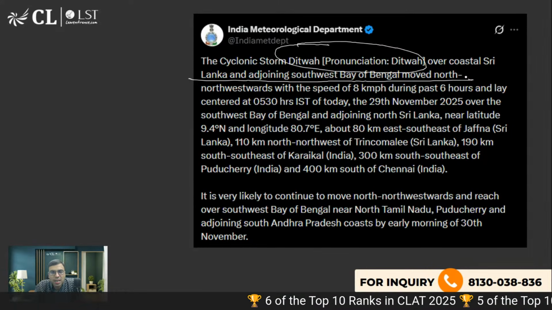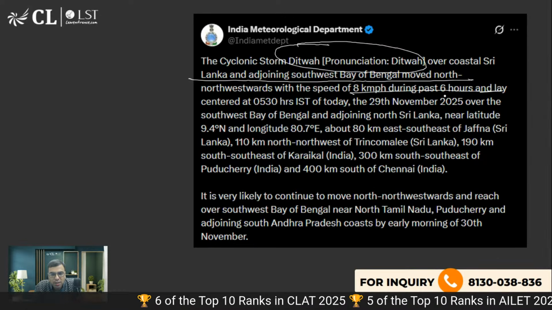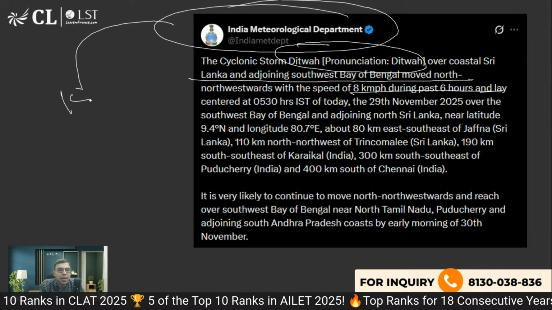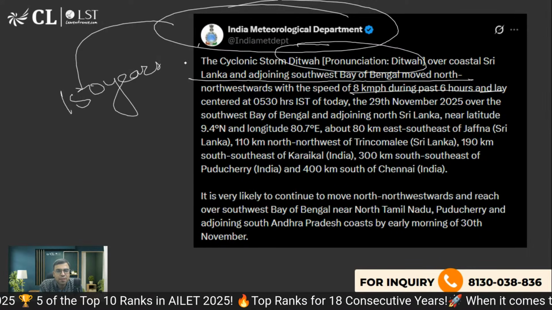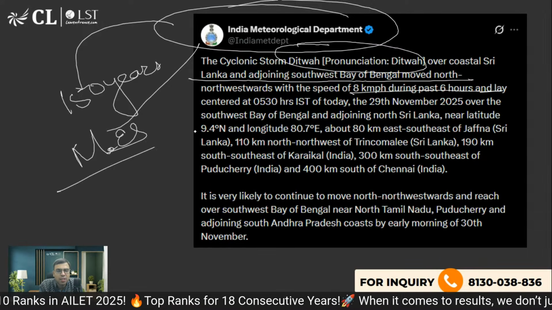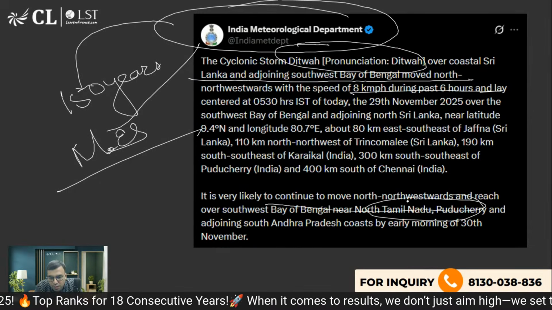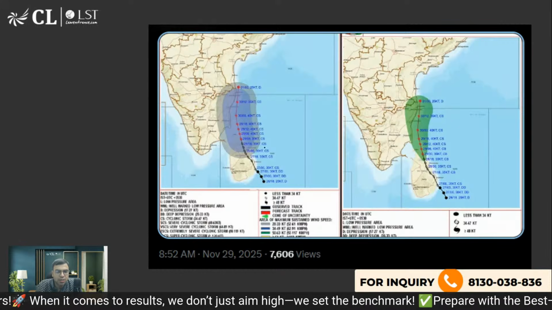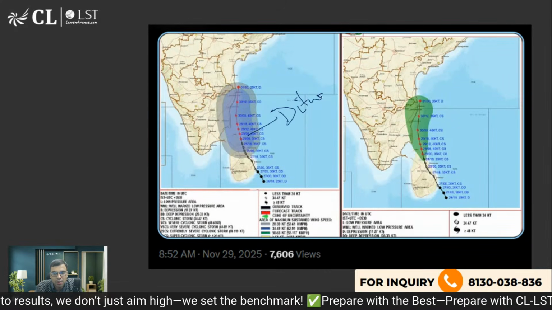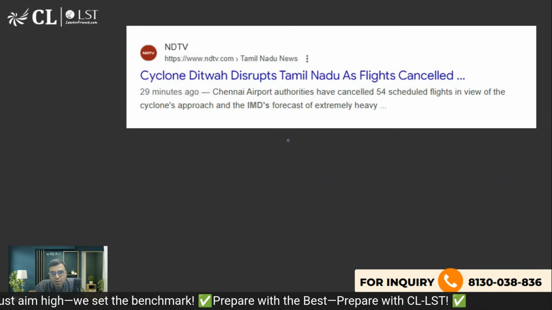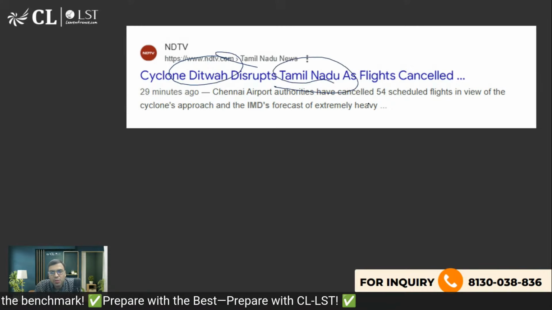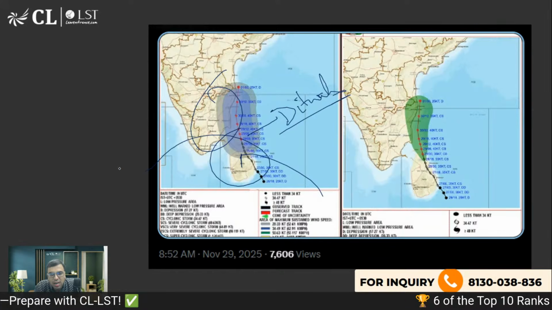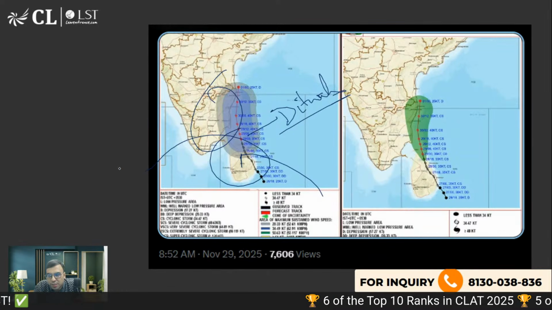You can see the cyclone Ditwa crossed over Sri Lanka and the adjoining southwest Bay of Bengal. That is what the Indian Meteorological Department has said, and I'm sure you must be aware it has completed 150 years this year. It is under the Ministry of Earth Sciences. Cyclone Ditwa disrupts Tamil Nadu as flights are cancelled. Flights and trains got affected. This is Tamil Nadu, this is Sri Lanka, and both are getting affected because of this.